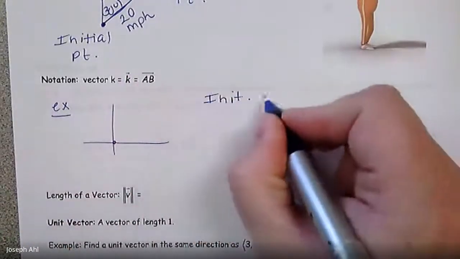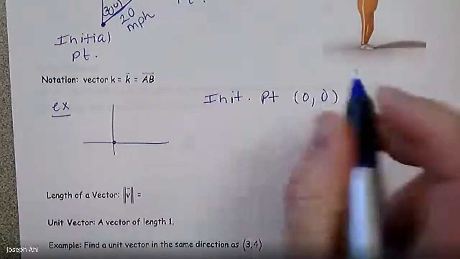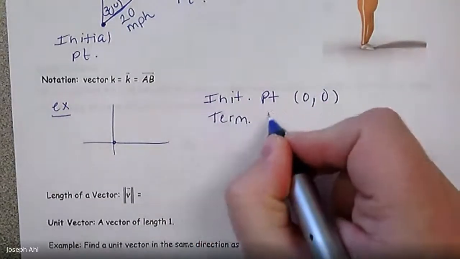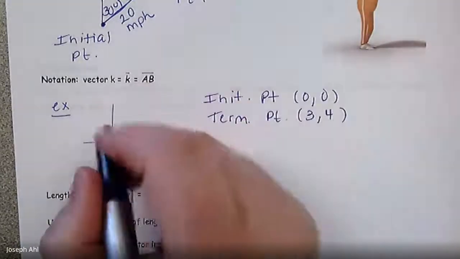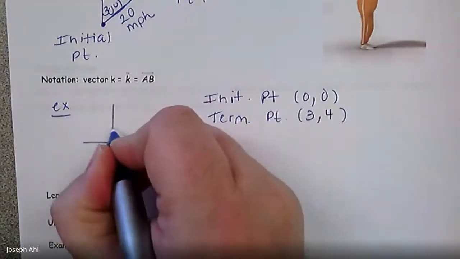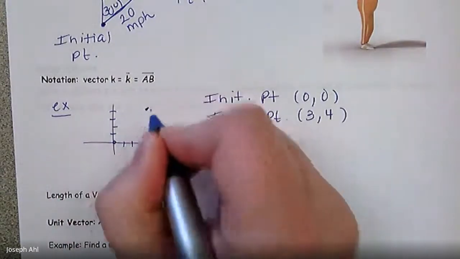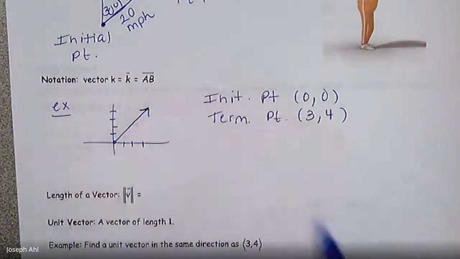So for a quick example here, if we were to, let's say, have an initial point at 0, 0, and let's say a terminal point at 3, 4. What might that look like? Well, if we go 3 to the right and 4 up to plot that terminal point right there, we have the following vector.